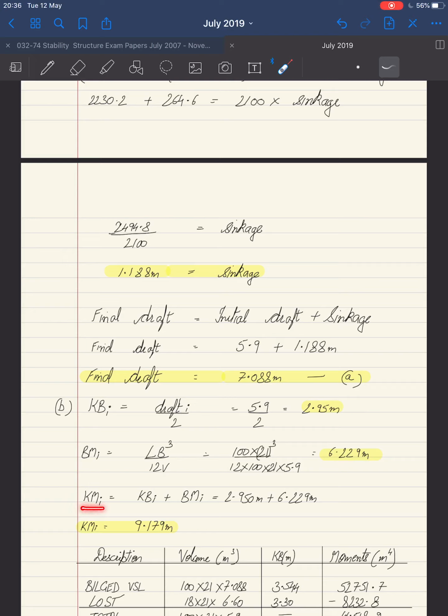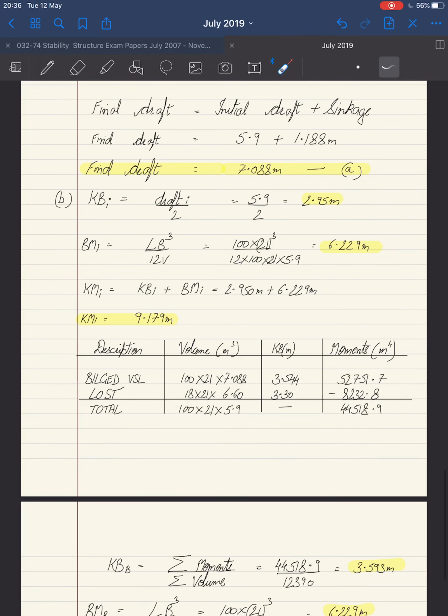Now KM intact is equal to KB intact plus BM intact. So KB intact is 2.950 meters, which has come from this part, and BM intact is equal to 6.229 meters, which has come from this part. So we can say that KM intact is equal to 9.179 meters, which we have got by adding these two numbers.